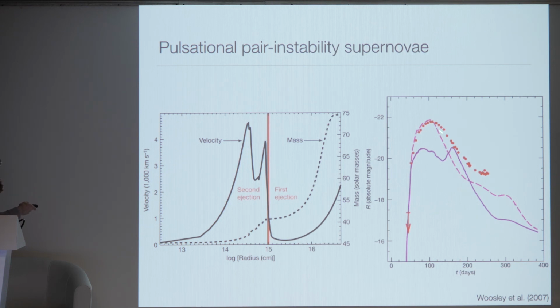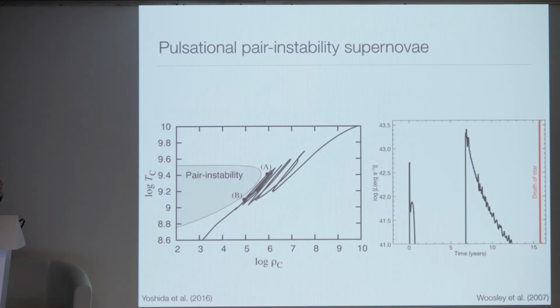These are theoretical predictions, and these red dots are actually observed supernovae, and some supernovae may be explained in this way. They are not pair instability supernovae, but slightly less massive stars which can lead to this pulsation can explain some bright supernovae as well. This pulsation happens many times, and in the end this star will collapse.